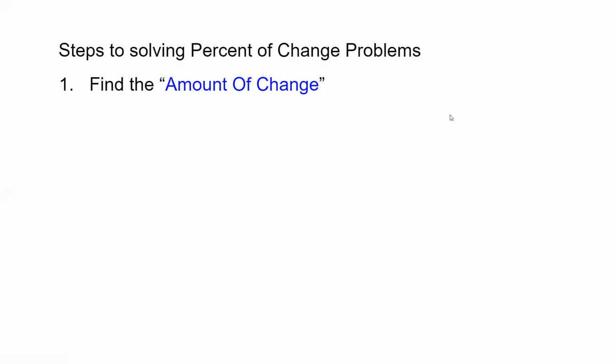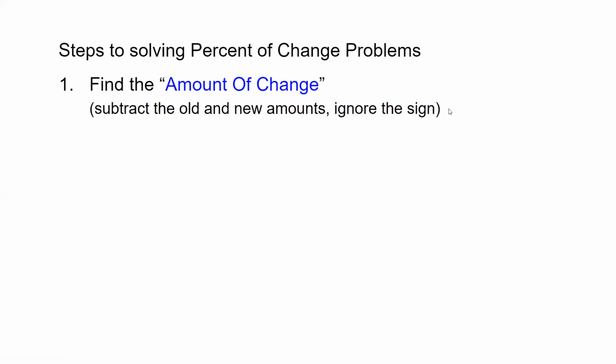The first step is to find the amount of change. You will find the amount that something changed by subtracting the old and the new amounts. You will ignore the sign. If you get a negative answer to that, you will just ignore it. In some cases, you might actually be given the amount of change, which we will have an example of in the problems that we review, so you won't have to do the subtraction. But if you're given old and new amounts, you will want to subtract.